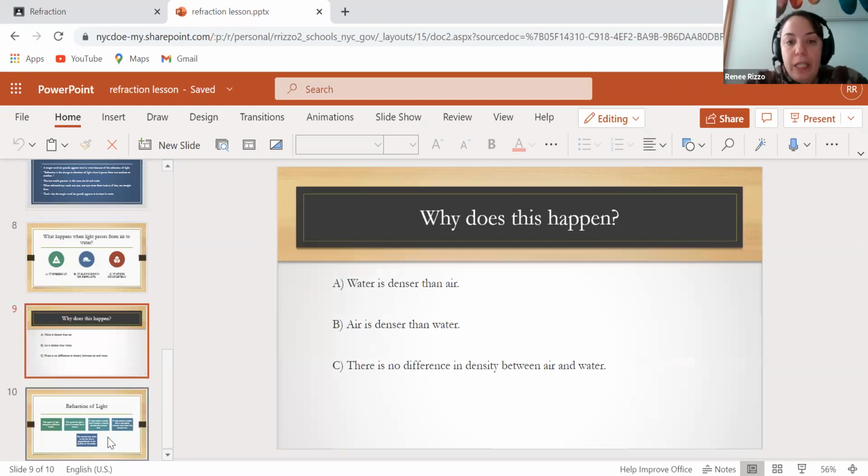Then I developed this other multiple choice question. Why does this happen? A, water is denser than air. B, air is denser than water. Or C, there is no difference in density between air and water.